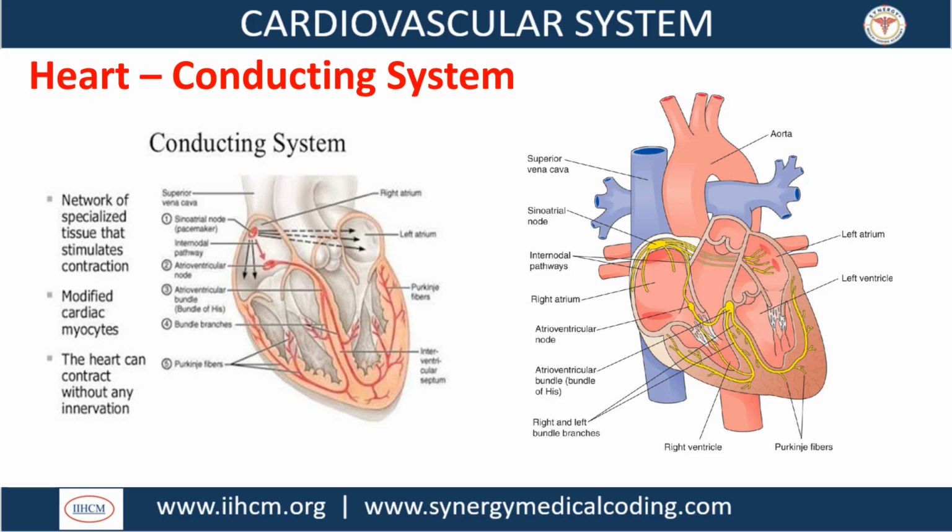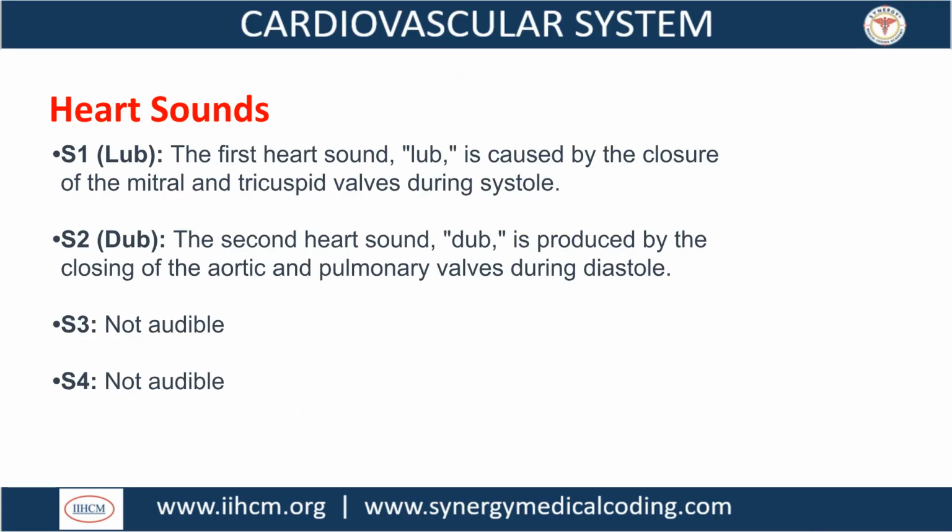The heart's conducting system, a network of specialized tissue, includes the sinoatrial node and atrioventricular node, allowing the heart to contract without external innervation. The first heart sound, S1 or lub, is the closure of the mitral and tricuspid valves during systole. The second sound, S2 or dub, is the closing of the aortic and pulmonary valves during diastole.